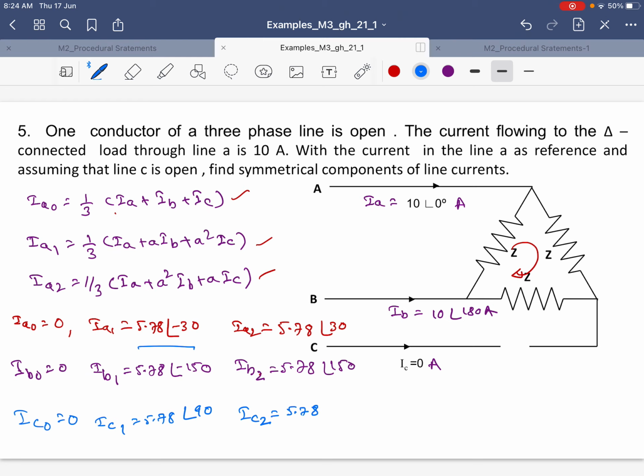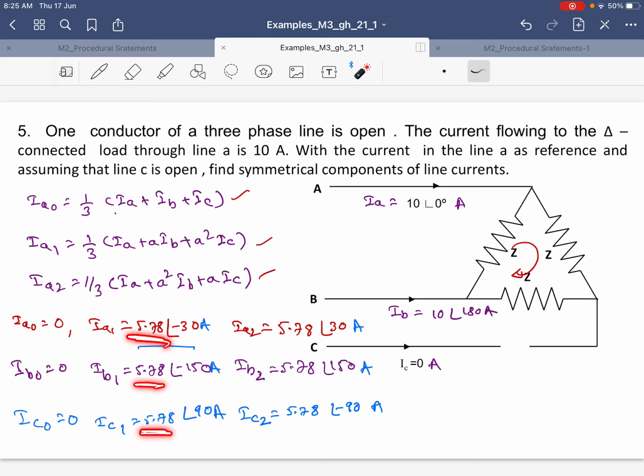It is A square times Ia2, that is 5.78 at an angle of minus 90 degrees. This is how you have to find out the value of all the sequence components of phases A, B and C.